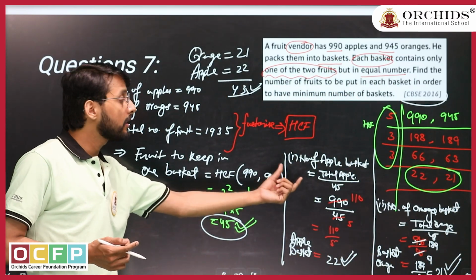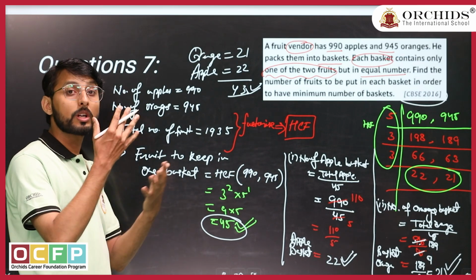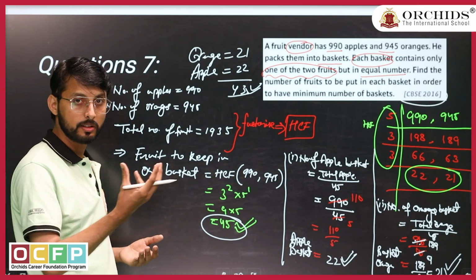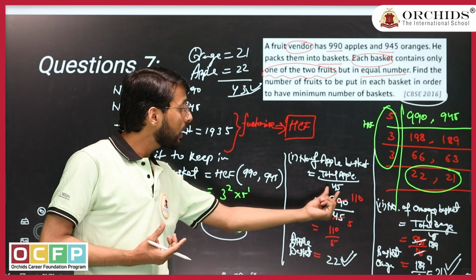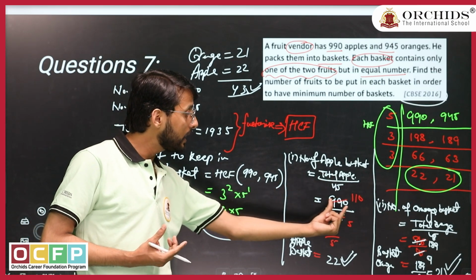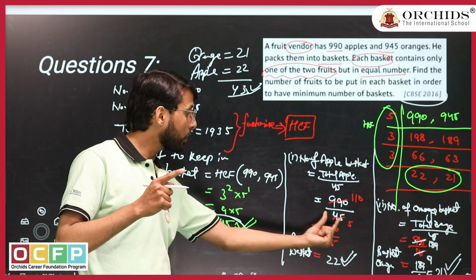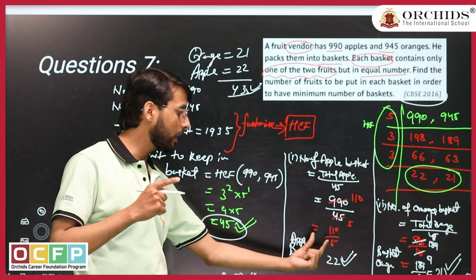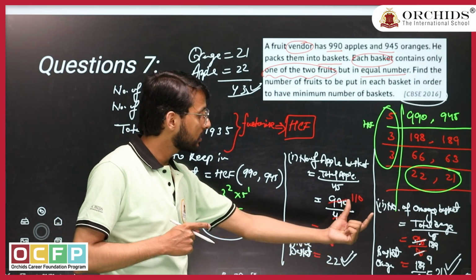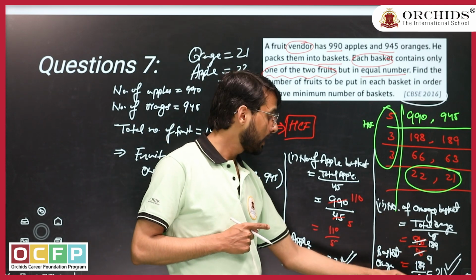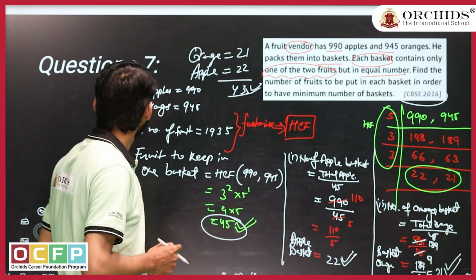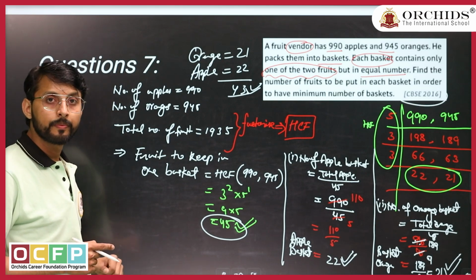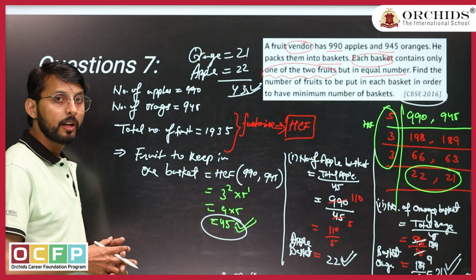So we know the unit price, now the number of baskets we have to find. So total apples I am dividing into unit baskets. In one basket there are 45 apples, so 990 divided by 45, you are getting 22. This side, 945 divided by 45, you are getting 21 baskets. So done with question number 7. Hope you all understood this part.